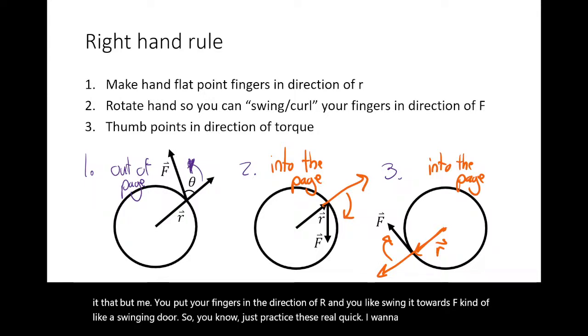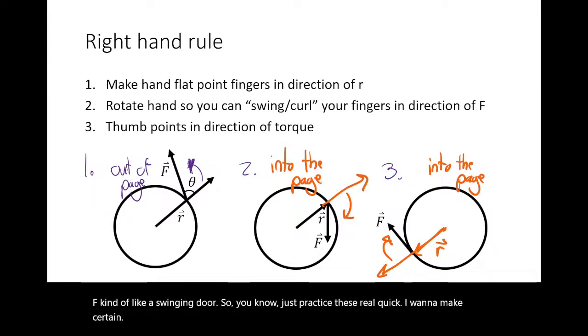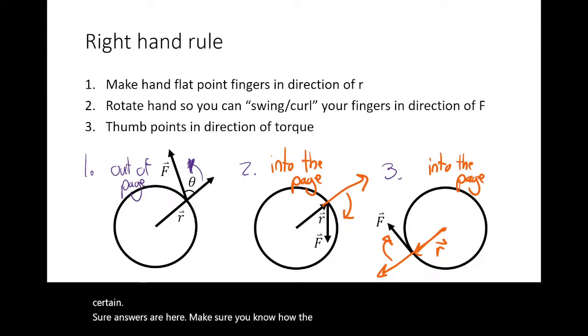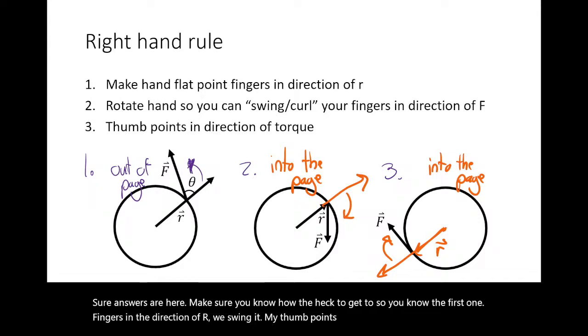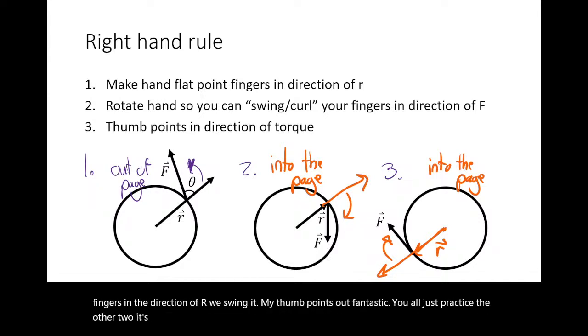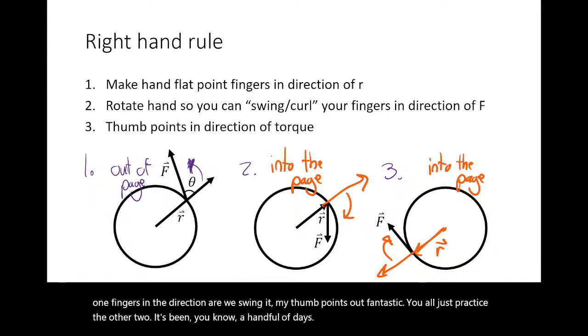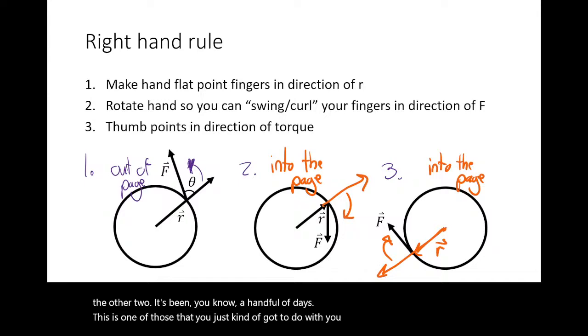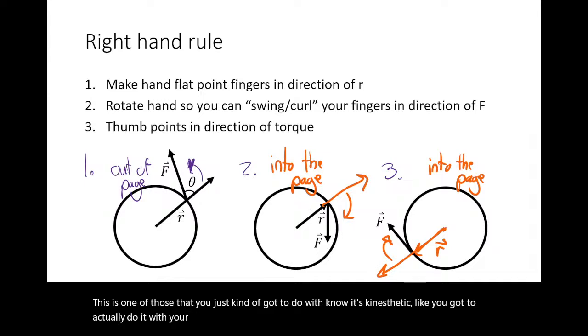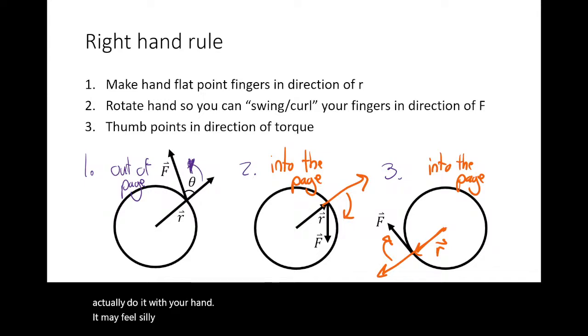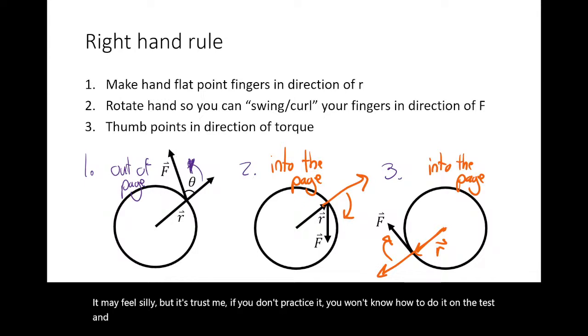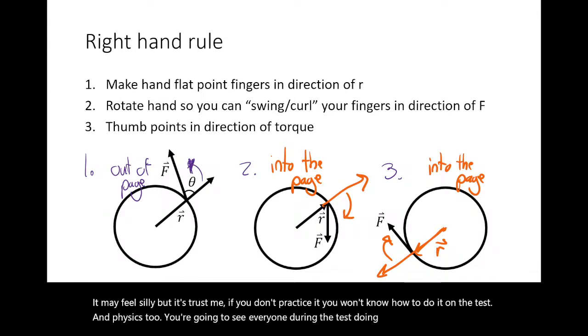I want to make certain you are decent at this. Sure, the answers are here, but make certain you know how to get these. So, the first one, fingers in the direction of R, we swing it, my thumb points out, fantastic. You all just practice the other two. It's been a handful of days. This is one of those that you just got to do. It's kinesthetic, you got to actually do it with your hand. It may feel silly, but trust me, if you don't practice it, you won't know how to do it on the test. And in physics too, you're going to see everyone during the test doing stupid hand things. It's a thing. So if everyone's doing it, it's not silly, right?